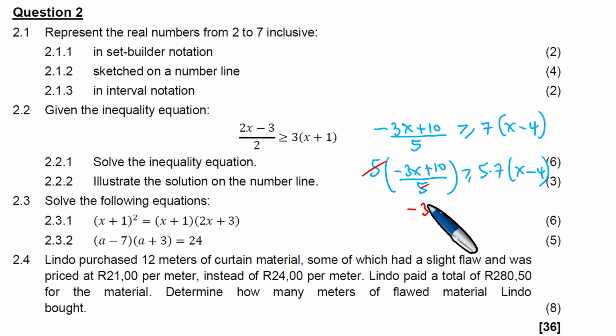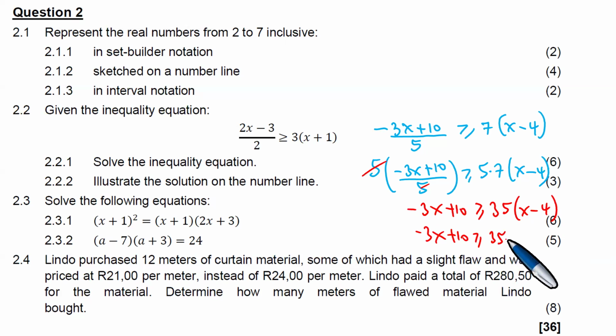We cancel this and then we go to the answer that we got, which is 35. And then 35 multiplied by x. And then 35 again, we're going to multiply by negative 4. And 35 by negative 4 is minus 140.